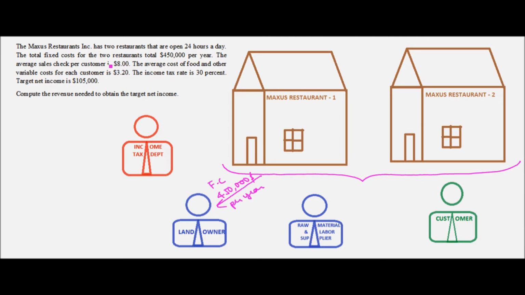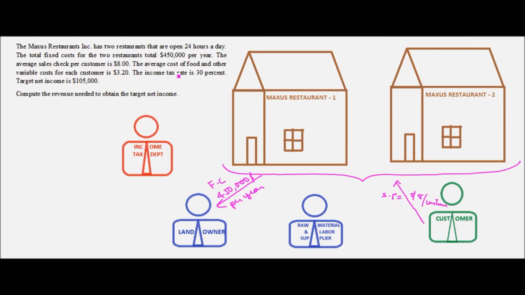The average sales check per customer is $8. So let's say this is the customer. So on an average, the sales check is $8. That means each customer which is coming to these two restaurants is paying $8 to Maxis Restaurants. So the selling price is equal to $8 per customer.